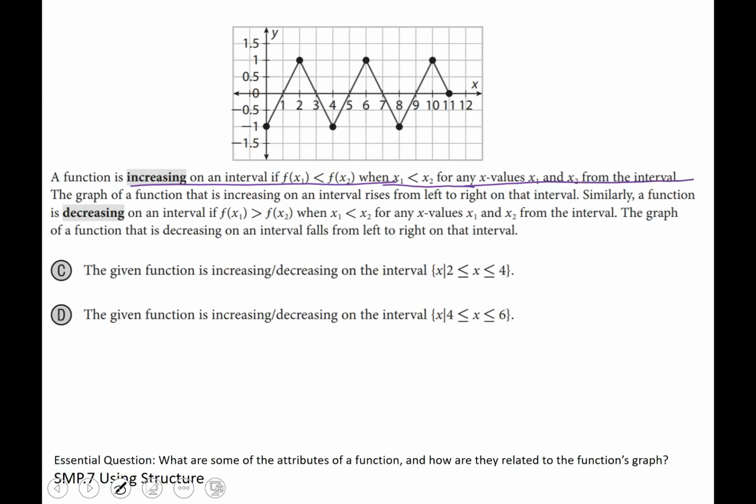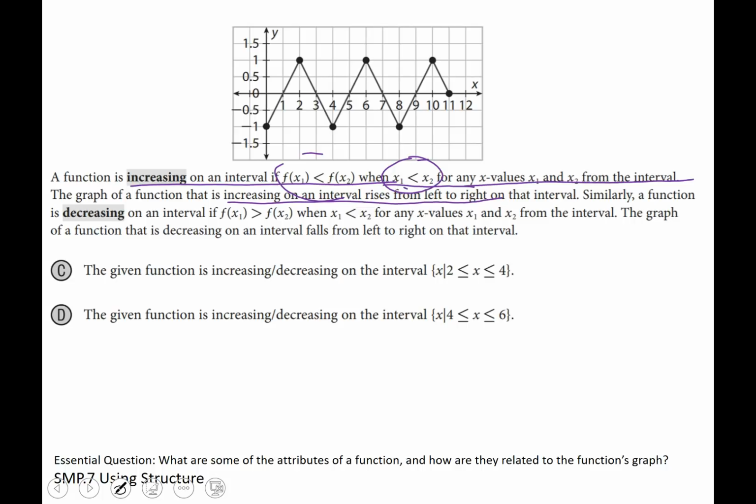So what on earth does all of that mean? It basically means the graph of the function is increasing on an interval if it rises from left to right on that interval. Basically, they're saying that as the x values get bigger, the y values also get bigger. So it's basically going up from left to right.